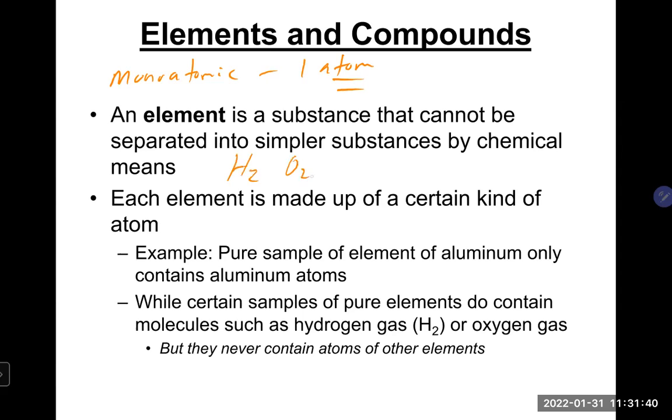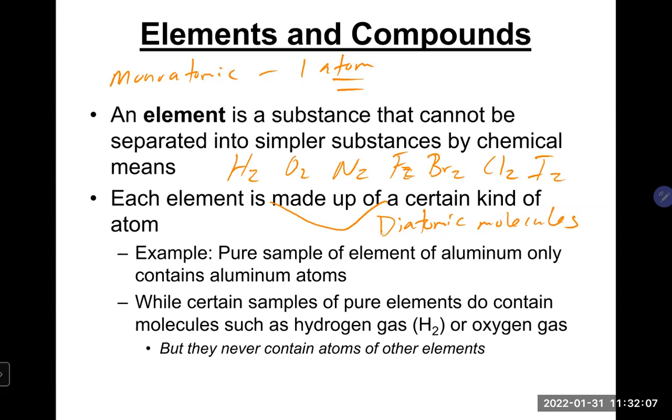H2, O2, N2, and all the halogens: F2, Br2, Cl2, and I2. These all come as twos. These are what are referred to as diatomic molecules. A molecule is basically a combination of two or more atoms together.